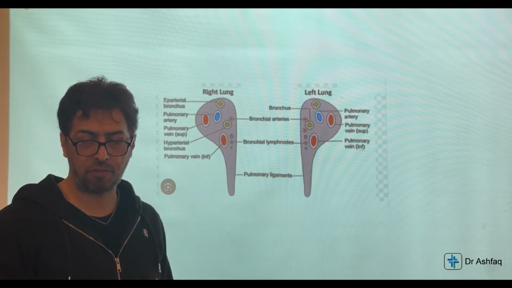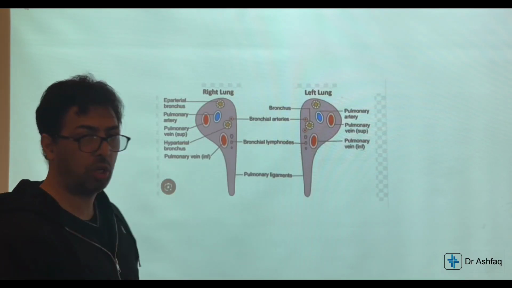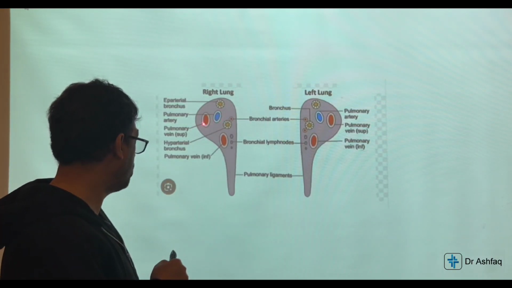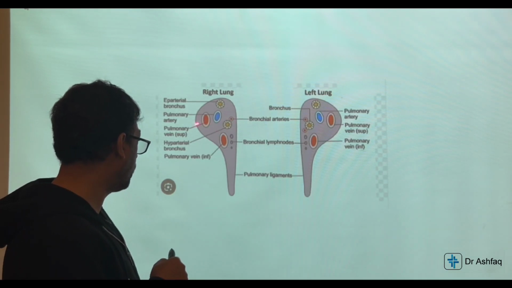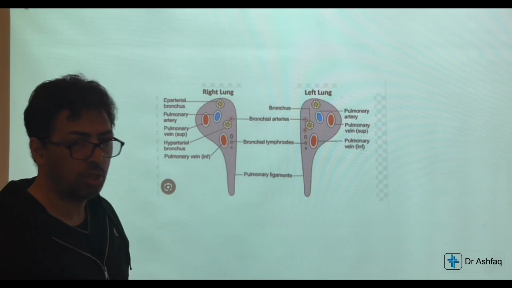So there is a bit of a difference here as compared to the rest of the vessels. Pulmonary circulation is different from the other circulations, because here the artery carries deoxygenated blood and the veins carry oxygenated blood, and that is the color coding, red for oxygenated and blue for deoxygenated. So that is one part.